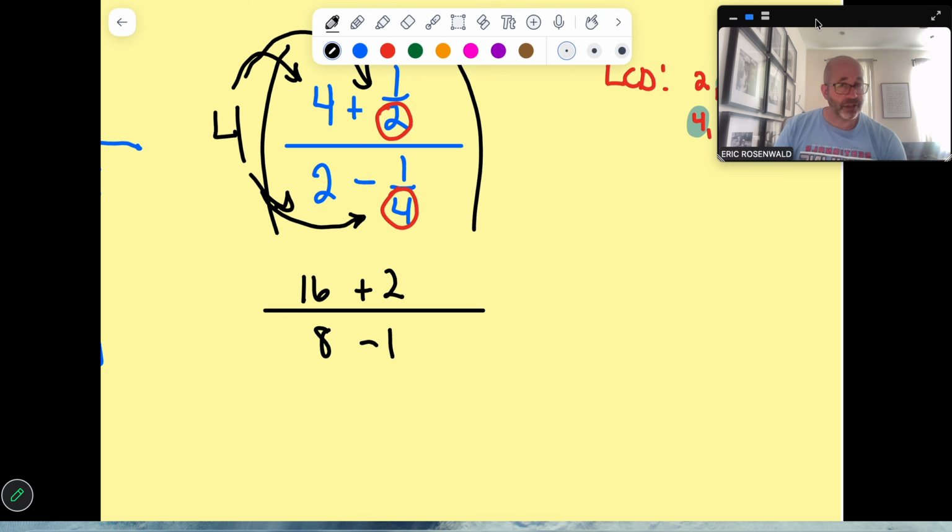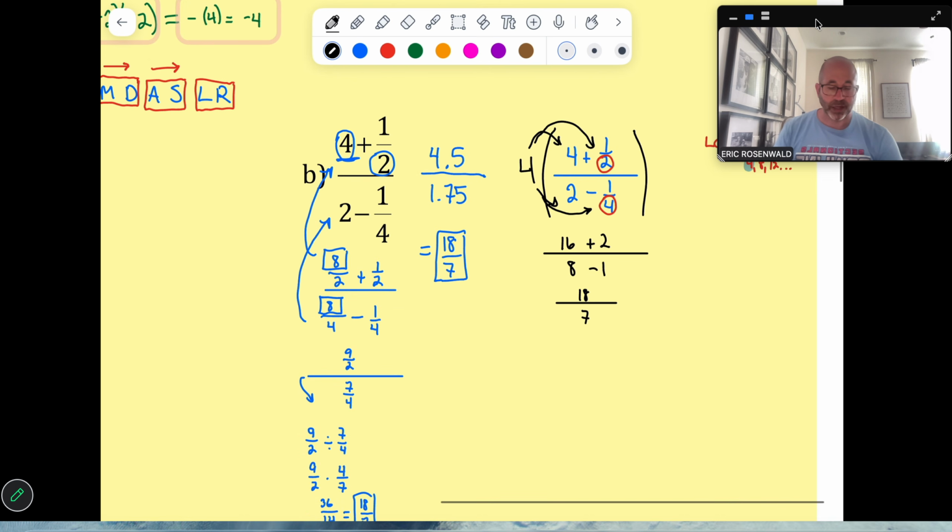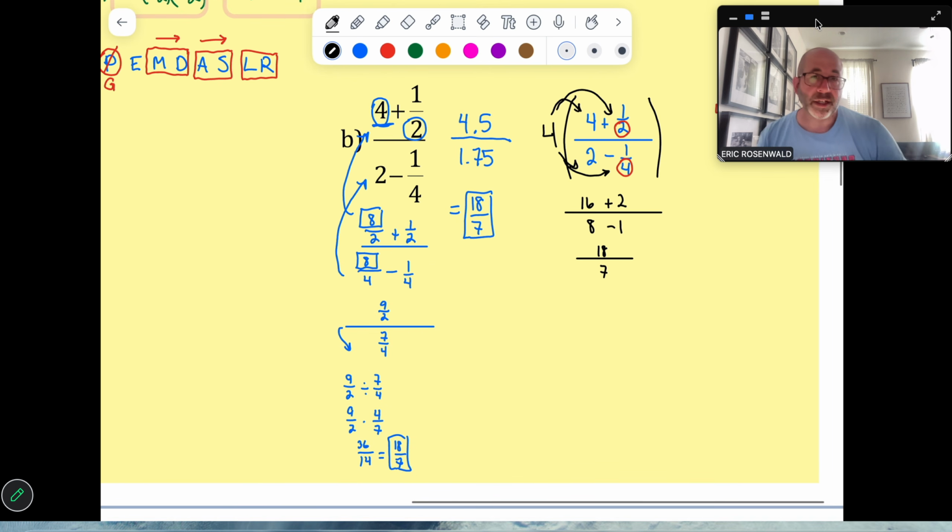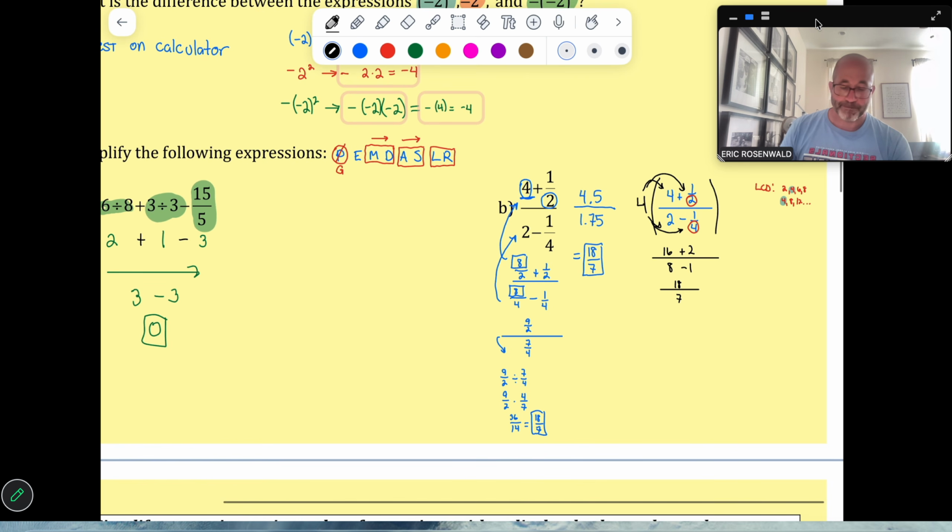My complex fraction is now gone, and if I simplify this from here, we're going to have 18 over 7, which is the exact same thing as what we had here. So try to use that advanced way. This is the fast way of getting rid of complex fractions whenever you run into those, okay?